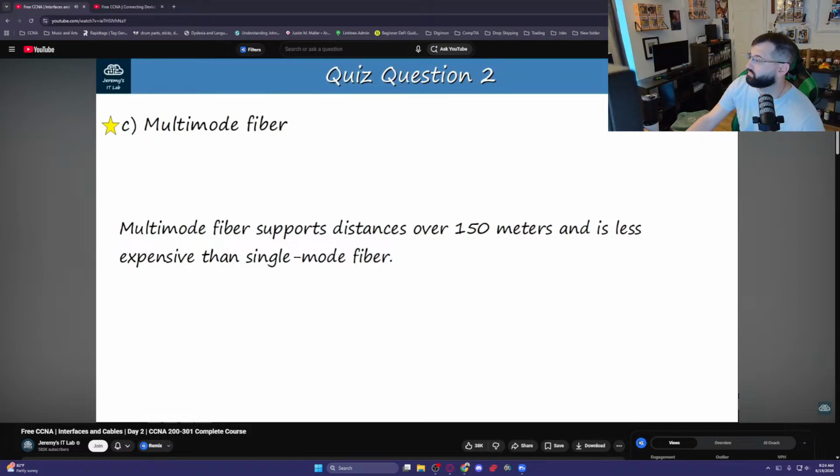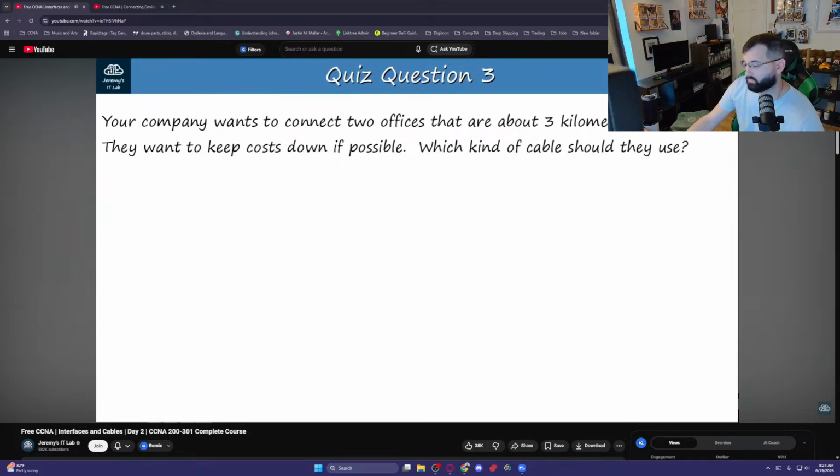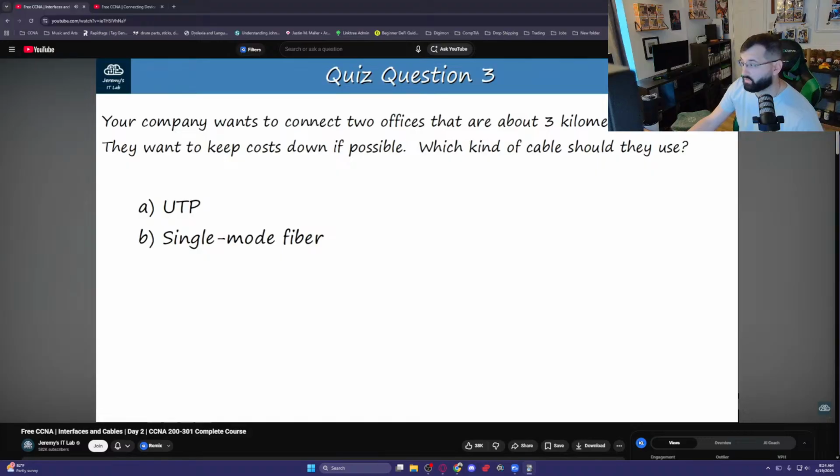Let's go on to question 3. Your company wants to connect two offices that are about 3 kilometers apart. They want to keep costs down if possible. Which kind of cable should they use? A, UTP. B, single-mode fiber. Or C, multi-mode fiber. Pause the video to think about your answer. 3 kilometers, no UTP, and not multi-mode. The answer is B, single-mode fiber.